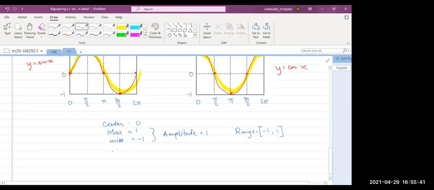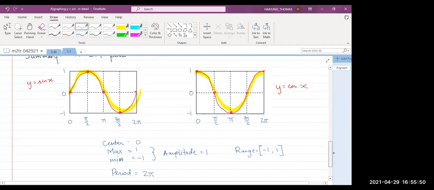The period: it finishes one cycle every 2 pi. Now you need to memorize this summary. Please memorize this summary. Why? Because from here on, we will go on with transformation of those graphs. We will do transformation of the graphs.